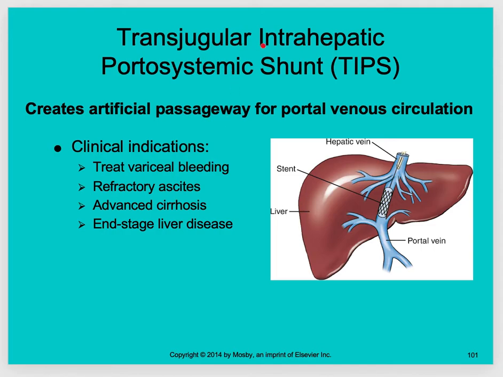So transjugular intrahepatic portosystemic shunt, so TIPS. So when you see TIPS, you know that it's the transjugular intrahepatic portosystemic shunt. Creates artificial passageway for portal venous circulation. So portal venous circulation, it's to treat variceal bleeding, so bleeding in your liver, refractory ascites, advanced cirrhosis, and end-stage liver disease. So any of these conditions, you will have a TIPS procedure.